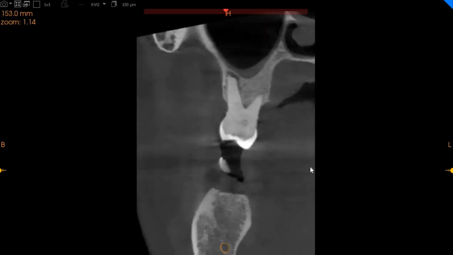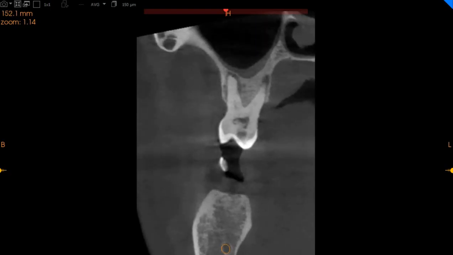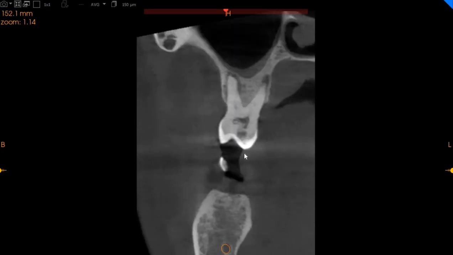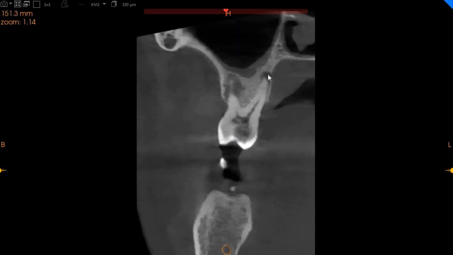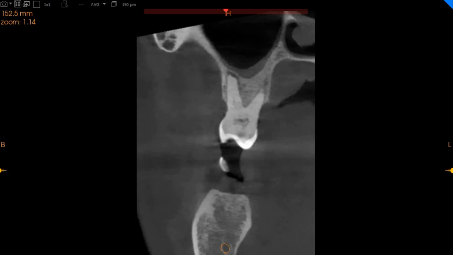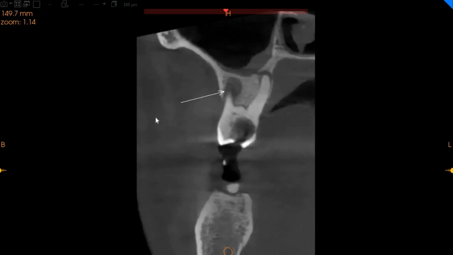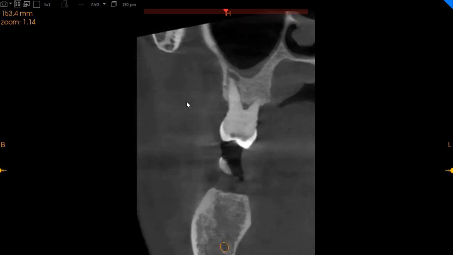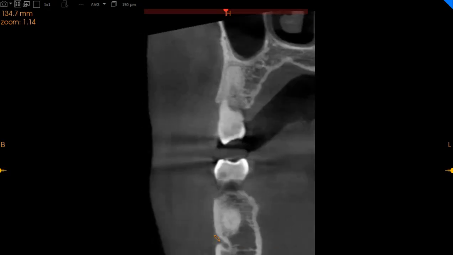The upper left 7 is also very grossly carious, but this tooth can definitely be saved with endodontic treatment. We've got periapical radiolucencies in the palatal canal, in the mesiobuccal canal right there, and then you've got the distobuccal canal right here. All three have a periapical infection. Now moving to the lower left 8.